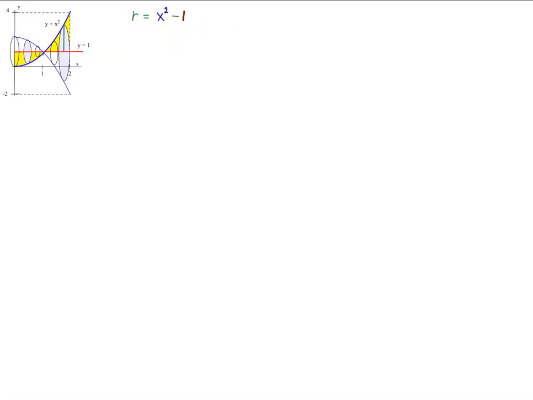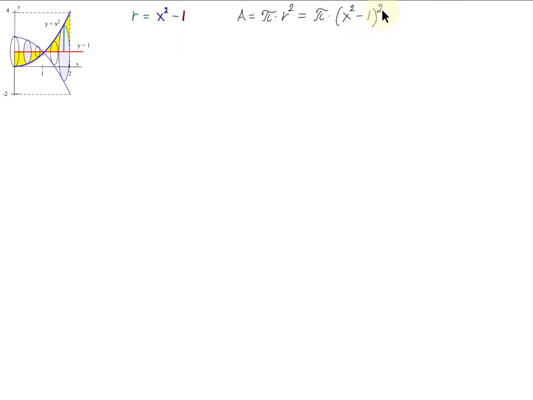Then the next question, what's the area? Now we can answer this question. The area of a circle, that's pi r squared. Okay, let's plug in. What is r? It's green. Let's plug in the value. So the area is equal to pi times x squared minus 1, squared.